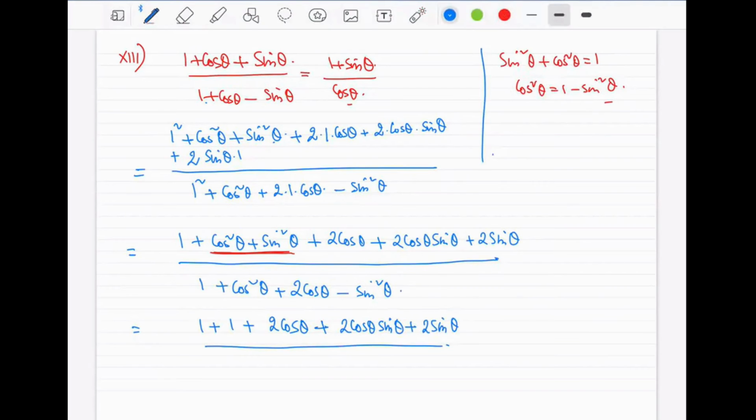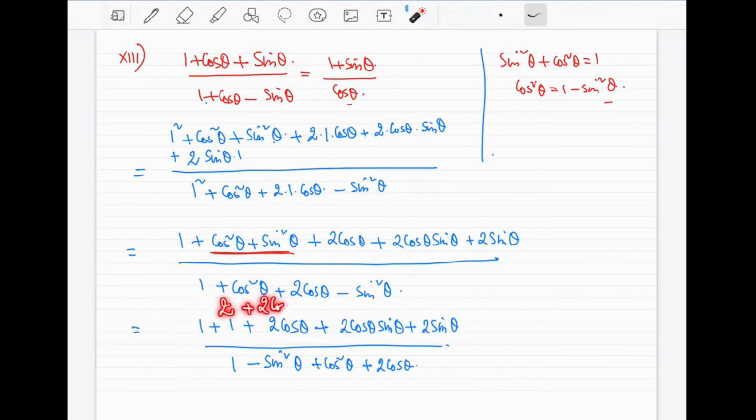So I'm writing 1 first, sine square theta next, cos square theta next, plus 2 cos theta. Look, the thing is, I'm writing this and this first here, and this cos square theta is here, this 2 cos theta is here. No, not much change in this step, except this has been changed into 1, and we are rearranging 1 and minus sine square theta. So 1 plus 1 is 2. Look, this 1 plus 1 is 2. 2 and here we have 2.